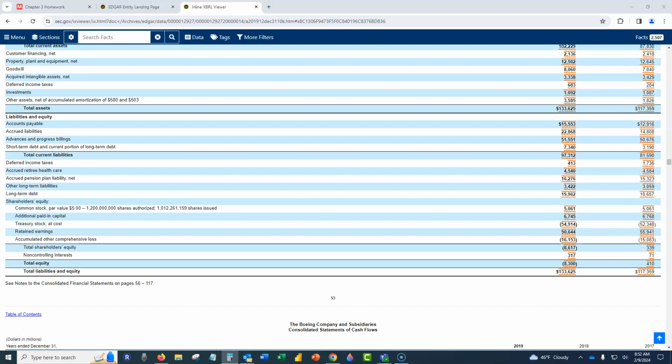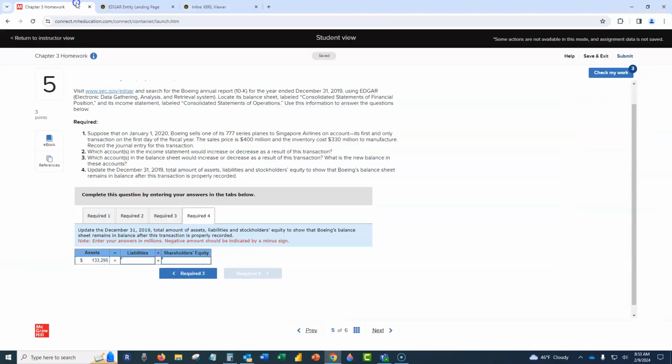Sorry, I fat fingered a number, which happens. So 97,312 plus 413 plus 4,540 plus 16,276 plus 3,422 plus 19,962 equals 141,925. Now it's easy to get shareholders' equity, right? All we need to do now is say that 133,295 equals 141,925 plus X. So we're just going to take 133,295 and reduce it by 141,925, and we will see we have a negative amount in shareholders' equity.